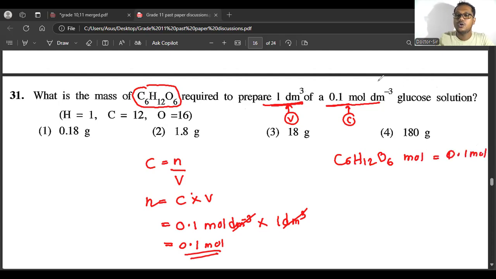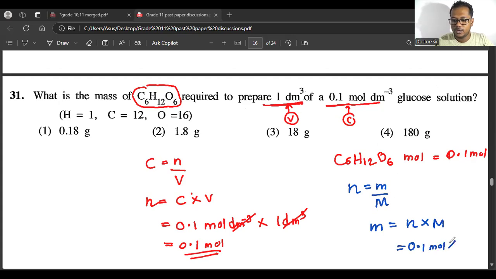Okay, right. So what is the mass? How can we calculate the mass? We know n equals m divided by capital M, where m is the mass and M is the molecular mass. So we can find the mass: m equals n multiplied by M. We know the moles, it is 0.1. So what is the molecular mass here? We have to find the C6H12O6 molecular mass.